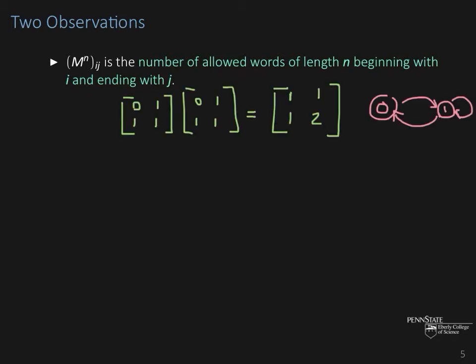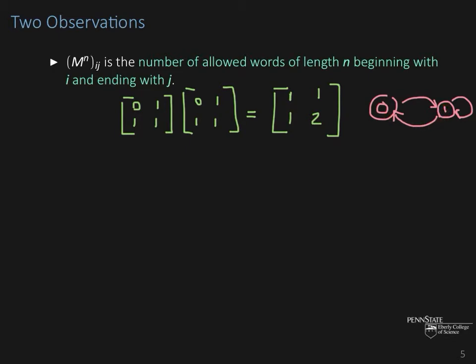So let's look again at our example graph. Here, this is M squared, the matrix M squared. So that should now reflect the number of allowed words, so paths of length 2, beginning with i and ending with j, so the ij entry. So for instance, this is the entry 0, 0. There should only be one possibility to go with a path of length 2 from 0 to 0 again, and there is only one: going to 1 and back to 0.